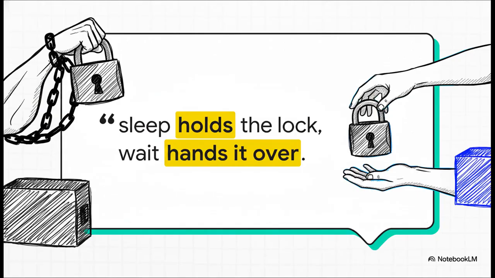And this right here is the golden nugget, the key takeaway. Sleep holds the lock, wait hands it over. Say that again. Sleep holds the lock, wait hands it over. If a thread is in a synchronized block and calls sleep, it falls asleep, but it keeps a death grip on that lock. No one else can get in. But if it calls wait, it releases the lock on its way into the waiting room, letting another thread come in and take its turn. It's a fundamental difference in behavior.